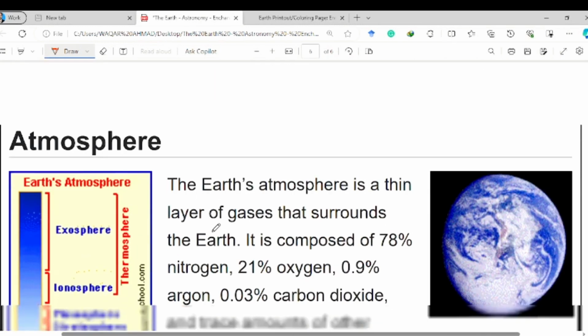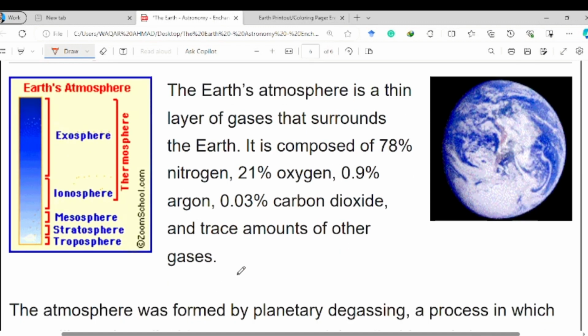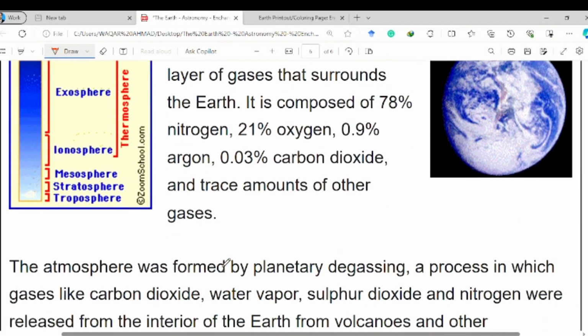Another thing is the atmosphere. The atmosphere of the Earth contains the exosphere, ionosphere, mesosphere, stratosphere, and troposphere. These are the different layers of the atmosphere. The atmosphere is a thin layer of gases surrounding the Earth. It is composed of 78% nitrogen, 21% oxygen, argon at 0.9%, and 0.03% carbon dioxide, and trace amounts of other gases also exist in the atmosphere.